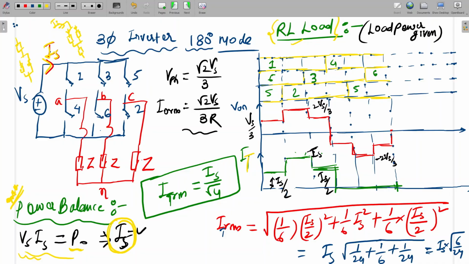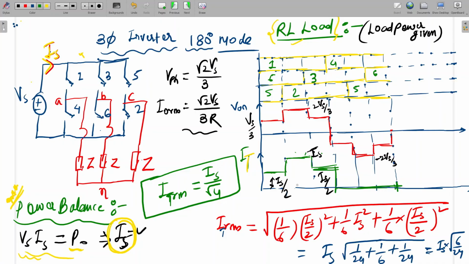Similarly, here we can see the combination 1, 3 and 2. So 1 and 3 will be at the top, then it will be divided by 2. Is it clear? Yes, sir. So this is the waveform.